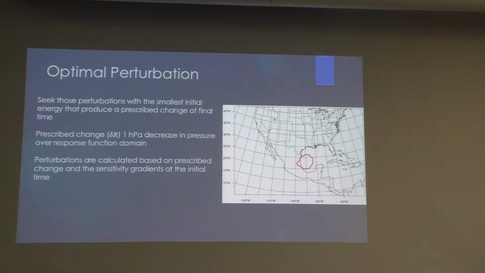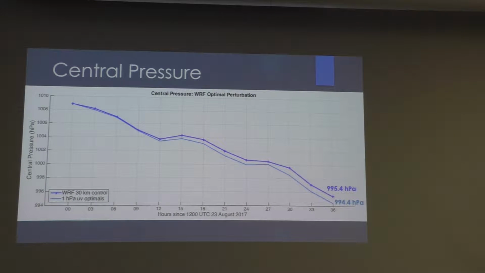The perturbations are calculated based on the prescribed change and the sensitivity gradients at the initial time. For this case, the perturbation maximum values are 11 and 3.7 meters per second for U and V wind, which are too large, but less than 2% of the perturbations are greater than 1 meter per second. Those are like 5 grid points. And I've also had them removed from some of the simulations, and it doesn't really impact how the perturbations evolve, so we're just going to ignore that and move forward to see how these perturbations changed our forecast.